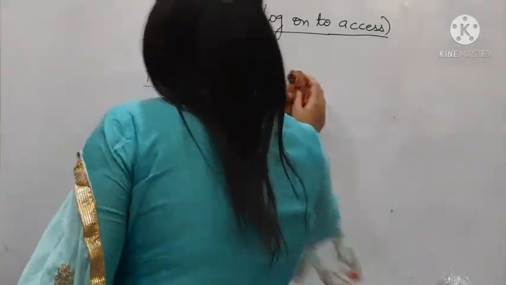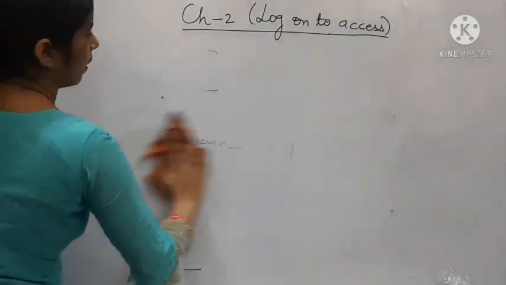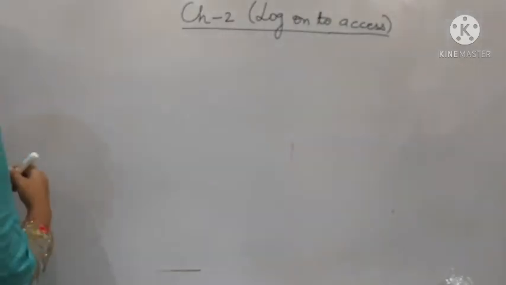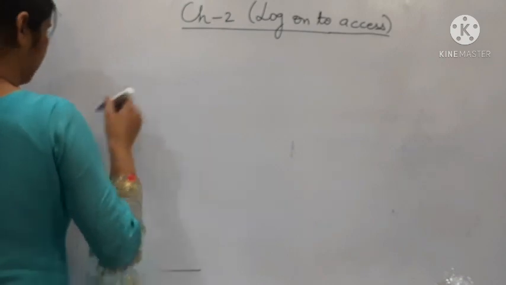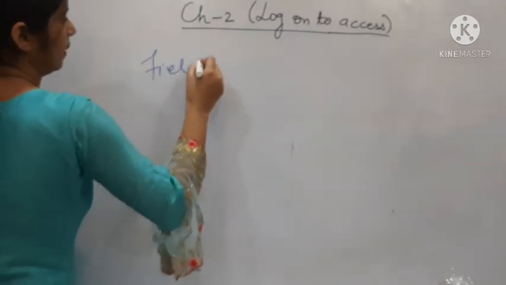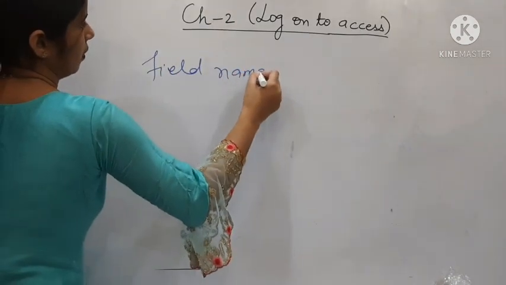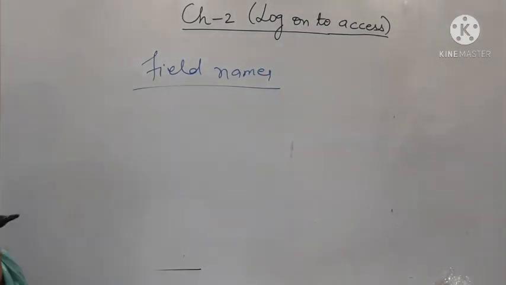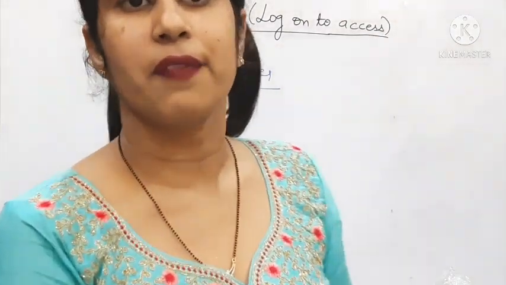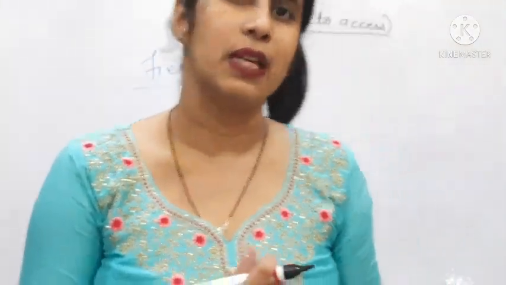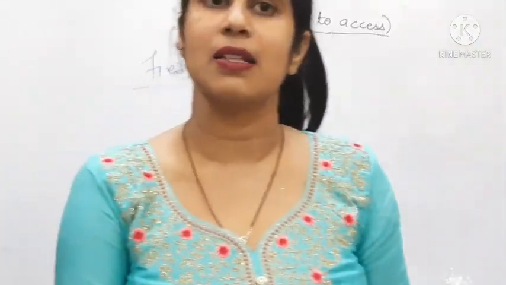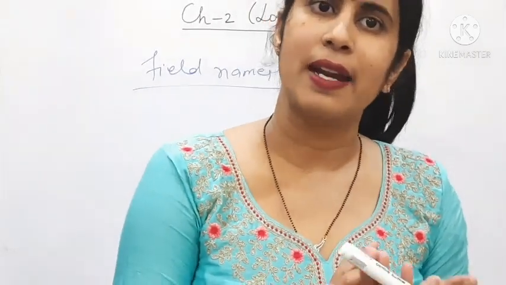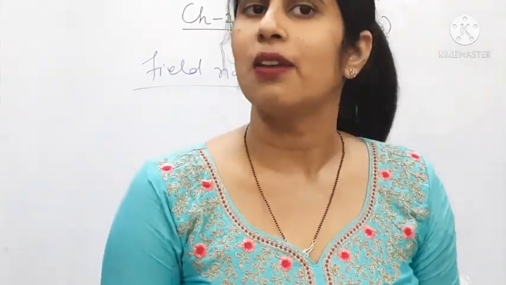Next is fields. The next one is field names. What is a field name? Field names means the names that we give to the fields, like roll number, name, class, section, marks, address, phone number. These all are the field names.